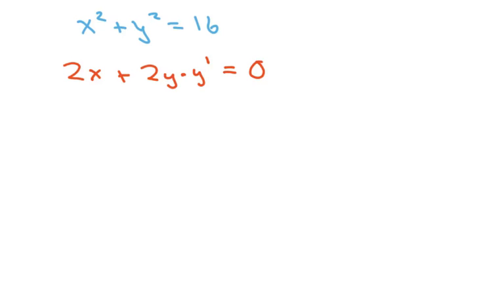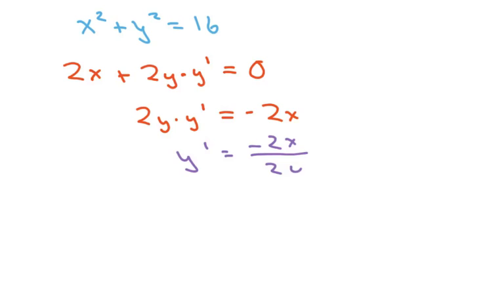Now implicitly, I'm going to write x squared plus y squared equals 16. So I'm going to differentiate implicitly. So you do the 2x plus the 2y times the derivative of y equals 0. And so we get 2y times y prime, the derivative of y, equals negative 2x. Divide both sides by 2y, so you get y prime equals negative 2x over 2y. The 2's cancel, so you get the derivative of y is negative x over y.